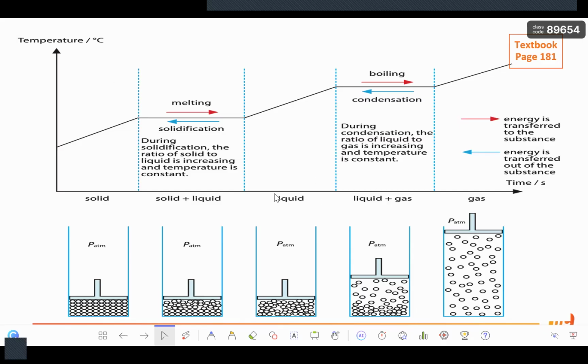So this is basically what a heating curve looks like. Every time you see a flat line, it means that the temperature remains constant, the kinetic energy remains constant, and the particles are changing state. So the energy goes into the potential energy of the particles, or the potential store of the particles. You also need to take note that during melting and boiling, there will be a mixture of two different states, while at any other point where the temperature is increasing, there is only a single state.